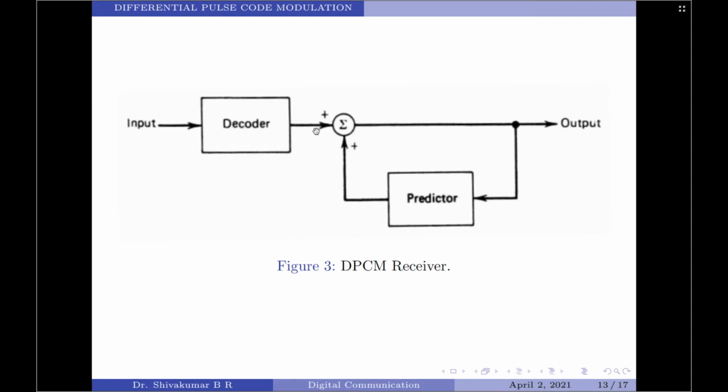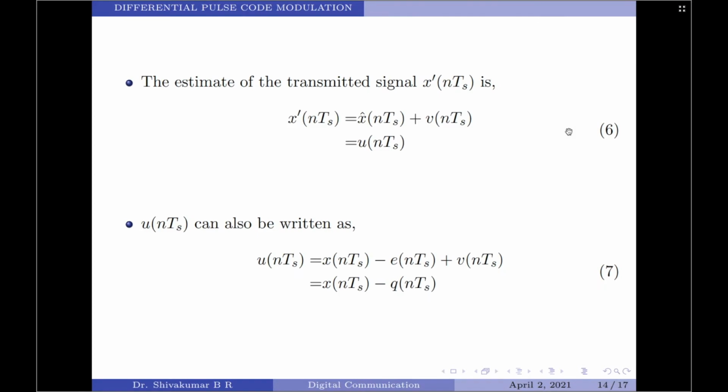So, the output of the predictor is x cap of nTs, and the same is applicable for the receiver as well. Now, the decoder output is v of nTs and the predictor output is x cap of nTs, and these are added to create an estimate of the transmitted signal. For the time being, let us assume the estimate of the transmitted signal is represented as x dash of nTs. So, I can write x dash of nTs as the predictor output, which is x cap of nTs, plus the decoder output, which is v of nTs.